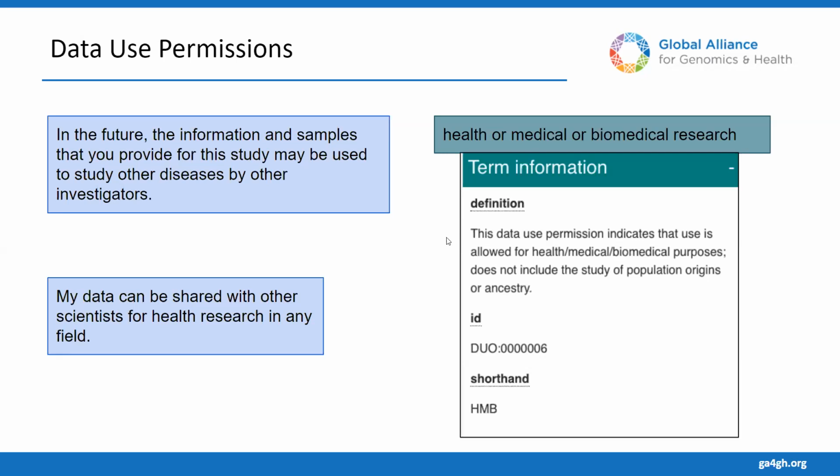Yeah, so you'll see the definition is: this data use permission indicates the use is allowed for medical research and does not include the study of population origins or ancestry. And then you've got the ID, as Melanie mentioned previously, you've got that on the bottom end, and the shorthand abbreviation. Next slide, please.